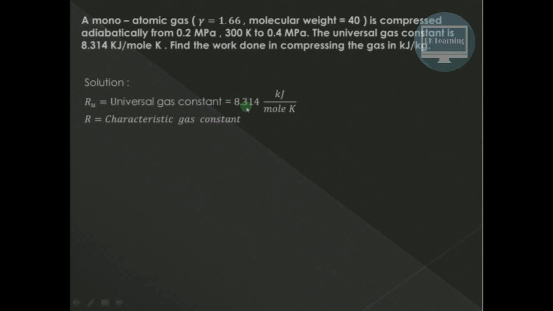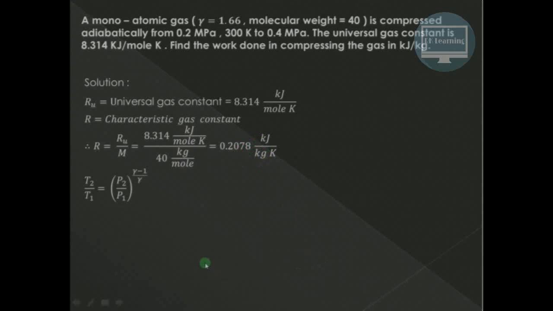Now we know that universal gas constant is 8.314 kilojoule per mole Kelvin. We have to find out the characteristic gas constant, and the relation between the characteristic gas constant and universal gas constant is R is equal to RU divided by M. So universal gas constant is 8.314 kilojoule per mole Kelvin, and molecular weight is always expressed in terms of kg per mole. So this mole will get cancelled out, and you will get the unit of R as 0.2078 kilojoule per kg Kelvin.